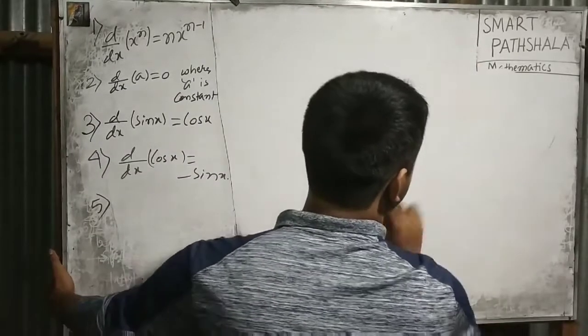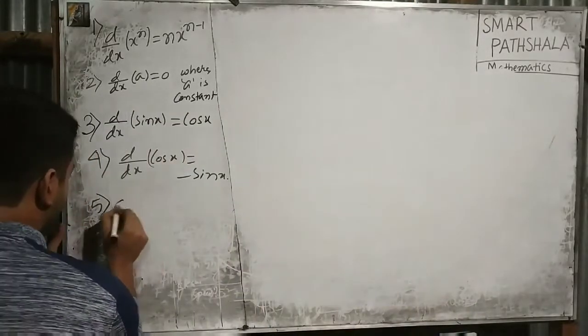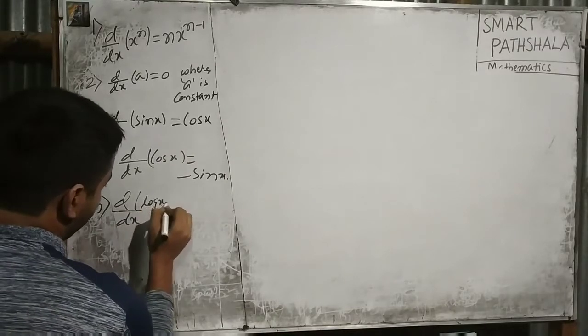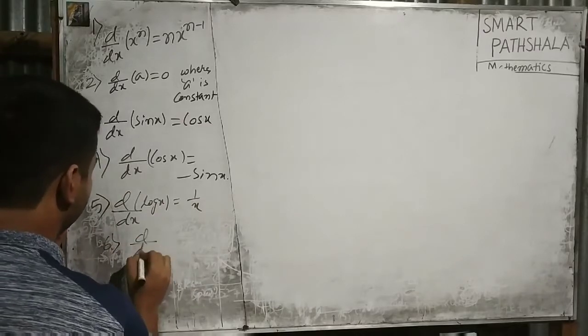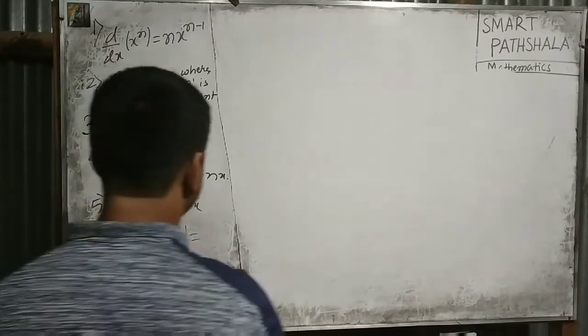So we got another formula, and that is d/dx of log x is equal to 1 by x. Now, formula number 6, we should look at d/dx of e to the power x. What do we get? Let's see.